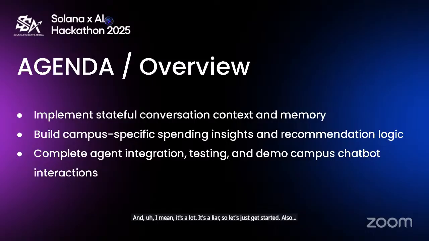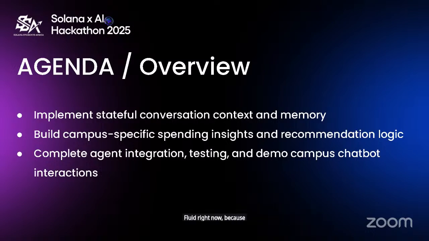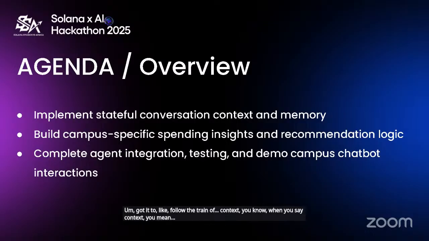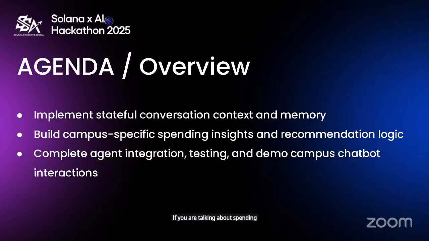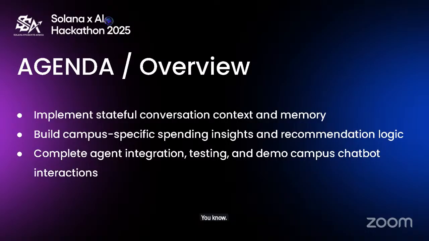Also implement stateful conversations so you can have a conversation with the AI. Not really fluid right now because of how you have to train the models and get it to follow the train of context. When you say context, you mean if you are talking about spendings and utilities and off-ramp, that's the context the AI would follow, and you have to tell it, this is your boundary, this is your limit, this is what you have to do for me, so it doesn't go beyond that. So there's a lot of work.